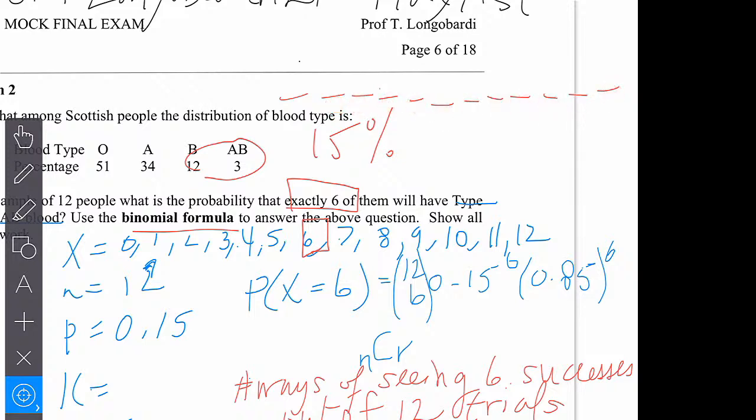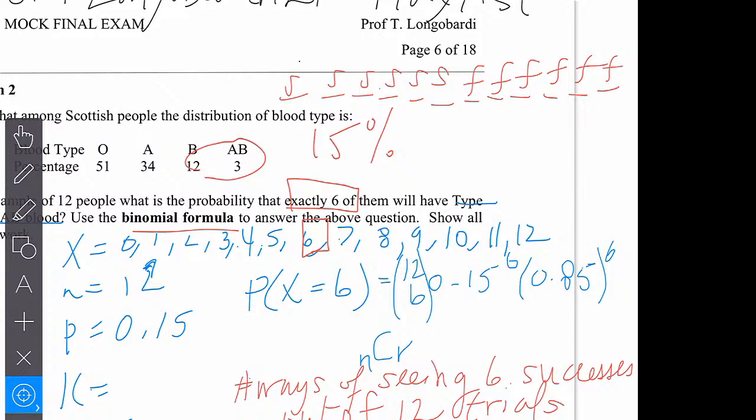So if I was to lay out all the possible outcomes, the first one could have been success, the second is success, the third success, the fourth success, the fifth, and the sixth success, but all the rest failures. That's one way to see 6 successes out of 12. So I want to be able to rearrange all these ways, all the possible ways of seeing 6 S's sorted out of 12.